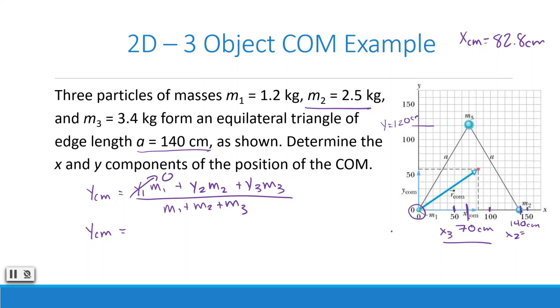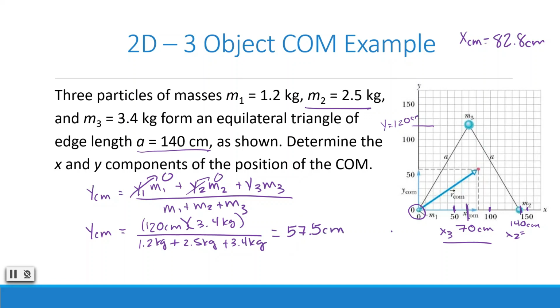So y2 is also 0. Our center of mass in the y is just going to be y3, which is 120 centimeters, times m3, which is 3.4 kilograms, all over the total mass. We're going to have our 1.2 kilograms plus our 2.5 kilograms plus 3.4 kilograms. And that calculates out to about 57.5 centimeters. So we have YCM is 57.5 centimeters.